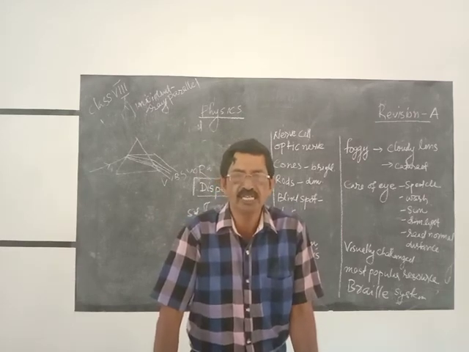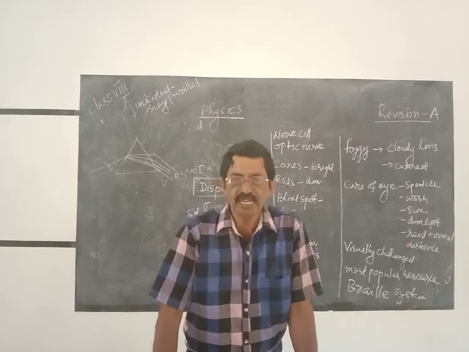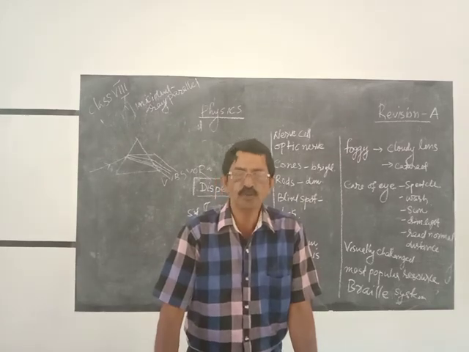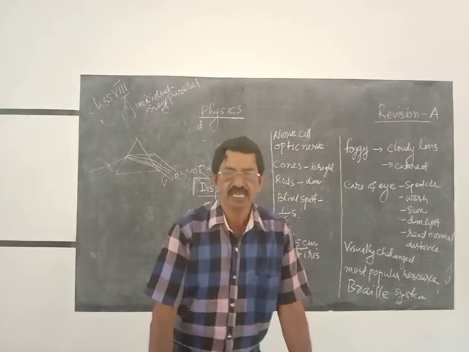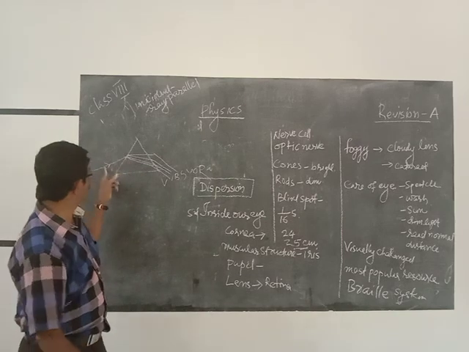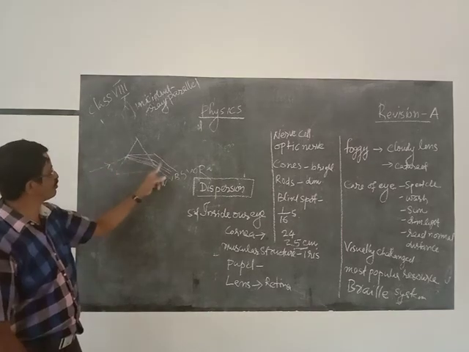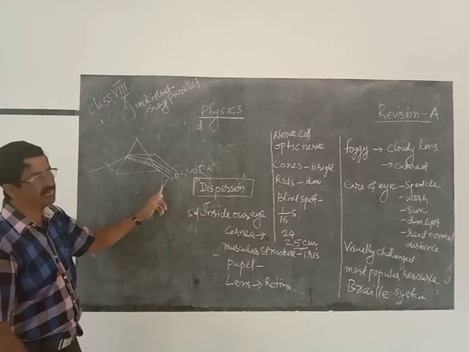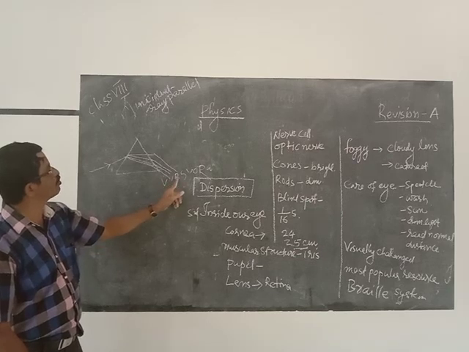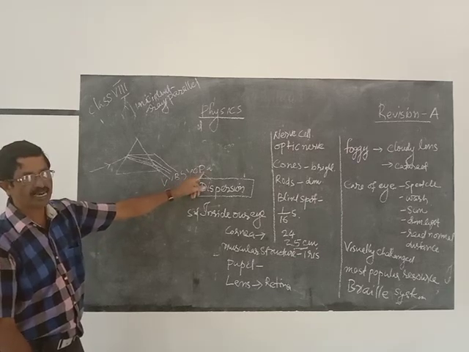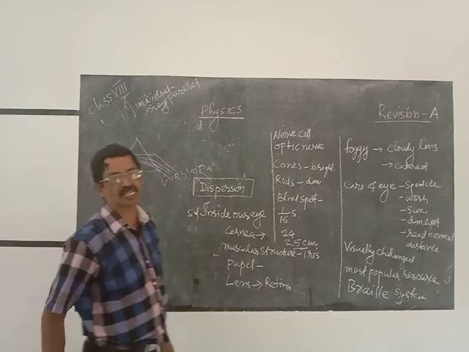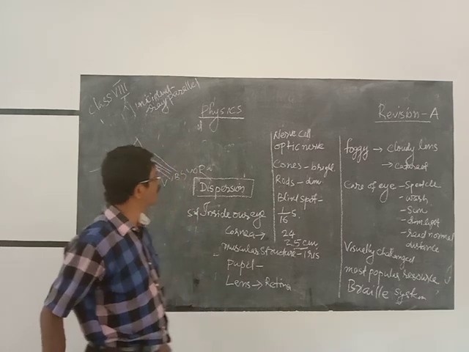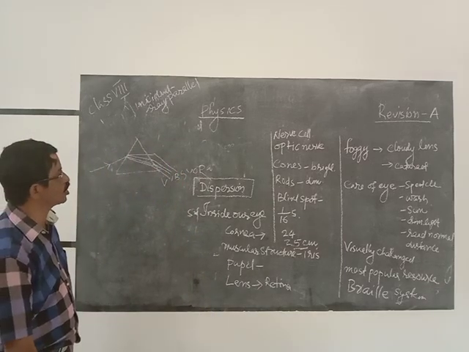Actually dispersion is the splitting or separating of a light ray into different colors. And this phenomenon is called dispersion. See here in the prism, only one light ray is incident, but from this prism we get 7 colors in the order: violet, indigo, blue, green, yellow, orange, red. And in this way, when light splits, we call that phenomenon dispersion of light.